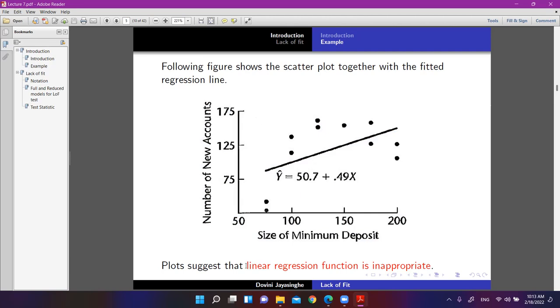But the plot gives us some warning, some signal on this. It gives some signal, but this thing might not be significantly inappropriate sometimes. It seems to be inappropriate, but when we do the test, we might get the results that this model can be used for this. If that is the case, it's fine. Right? If that is the case, it's fine.